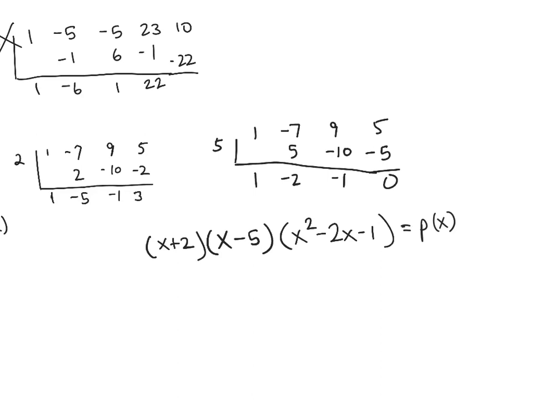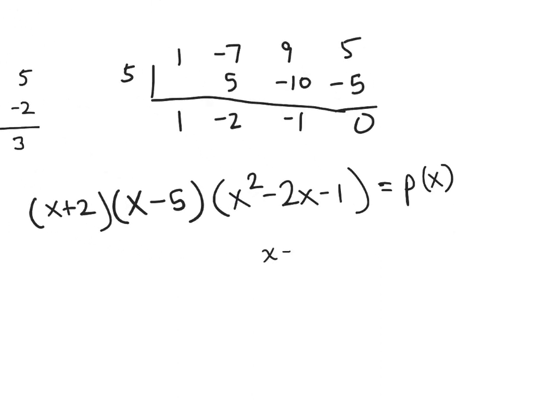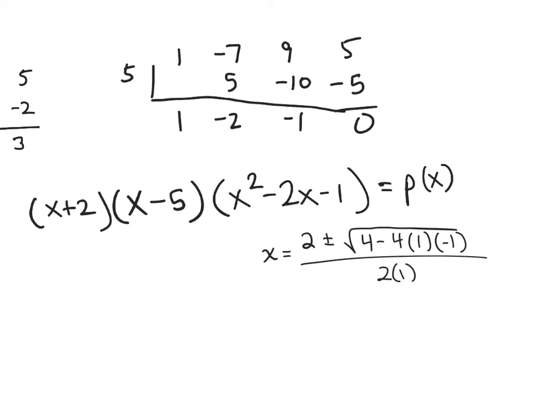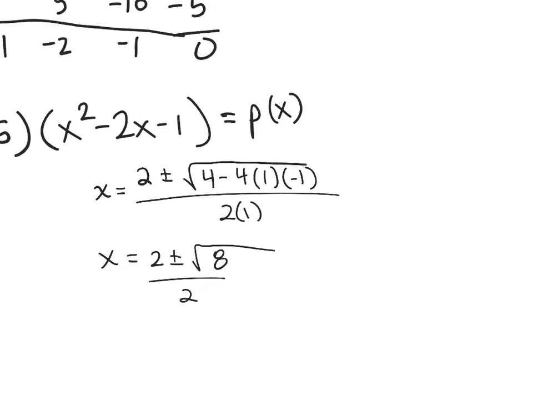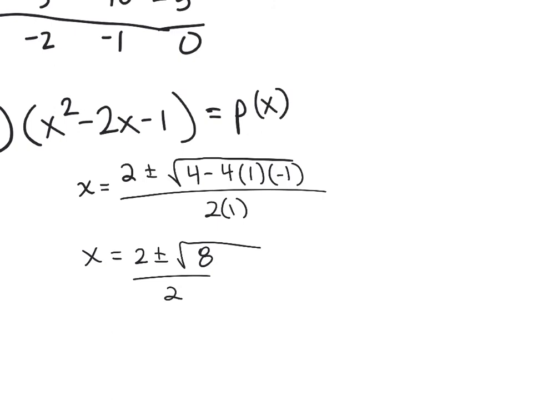X squared minus 2x minus 1 does not factor. So we need to find the zeros using the quadratic formula. So the opposite of b, plus or minus, the square root of b squared, so negative 2 squared is 4, minus 4 times a times c, all over 2 times a. So 2 plus or minus 4 plus 4, which is 8, all over 2.